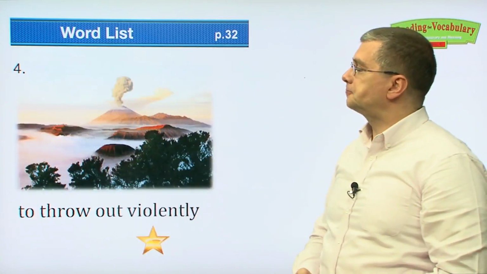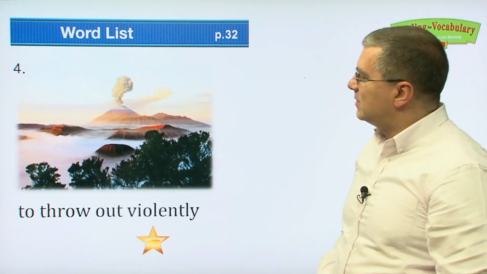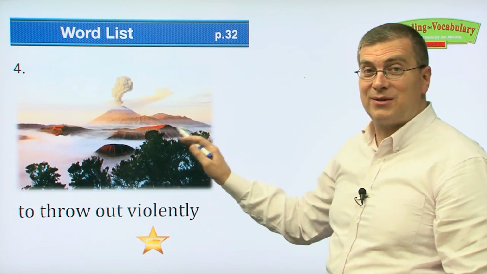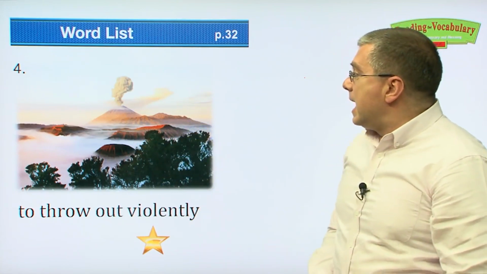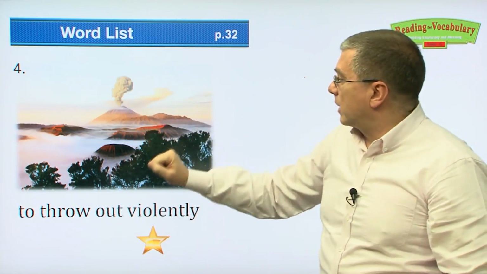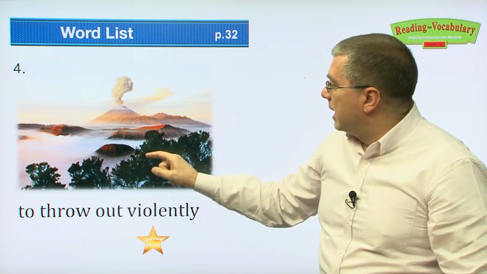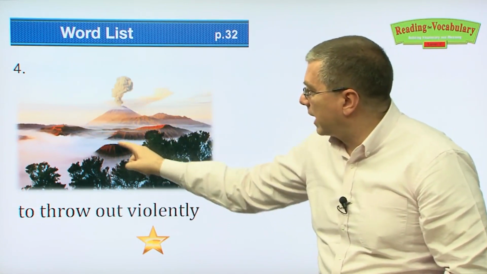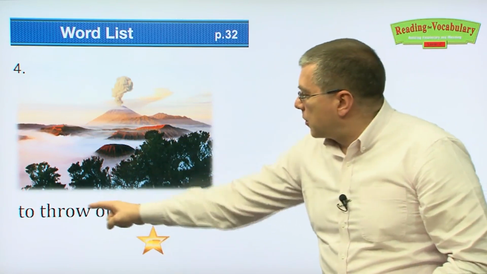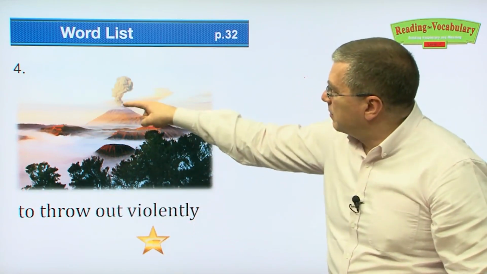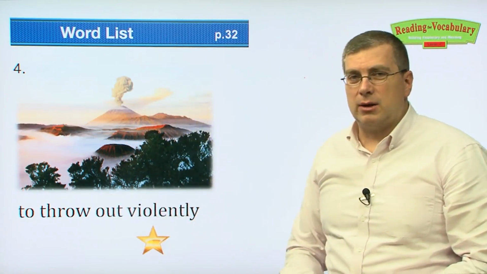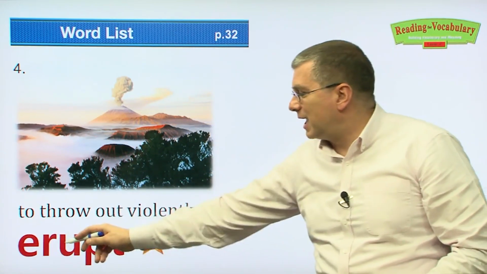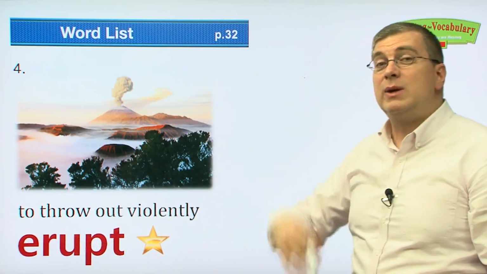Okay, let's move on. Wow, very neat picture. That's really cool looking, isn't it? Very beautiful, right? Here, of course, we can see another volcano. This is another volcano here. And actually, we can see many volcanoes, right? To throw out violently. If something is being thrown out violently, what do we say? We say it's erupting, to erupt.